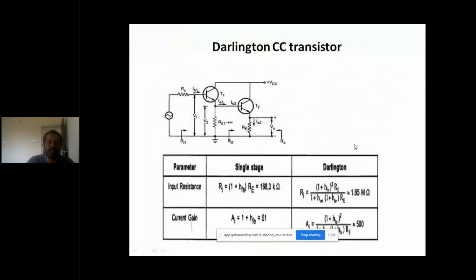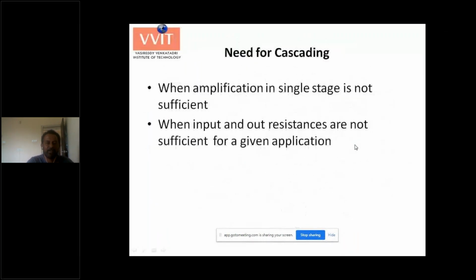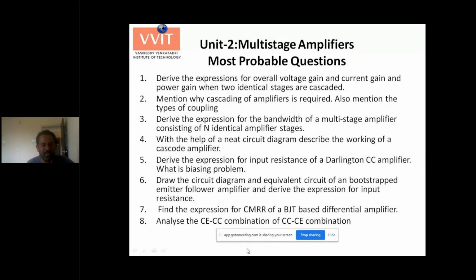And finally, one more topic, which I have not included in my slides: what is the effect of cascading on bandwidth? This is done in classrooms. You all know gain is increased and bandwidth will be reduced. What happens to the lower cutoff frequency? After cascading, the lower cutoff frequency value will be increased and the upper cutoff frequency value will be decreased.